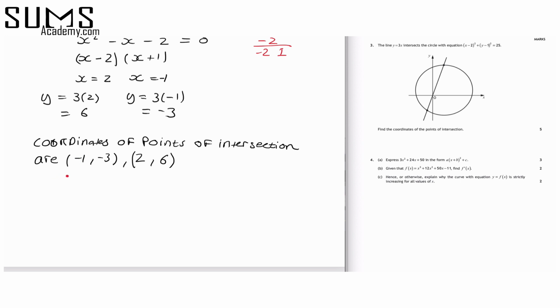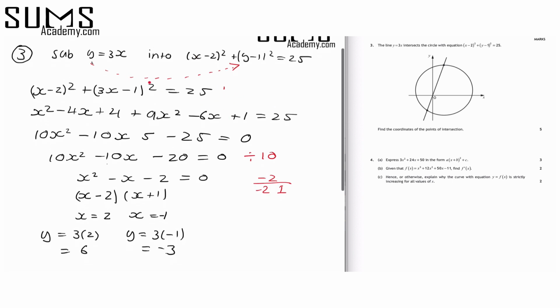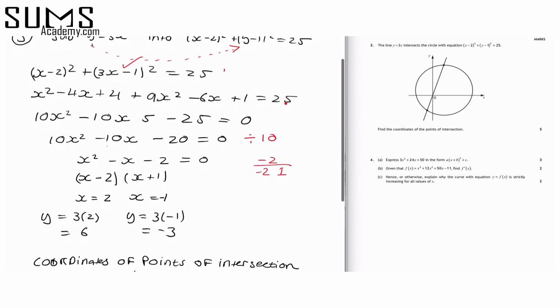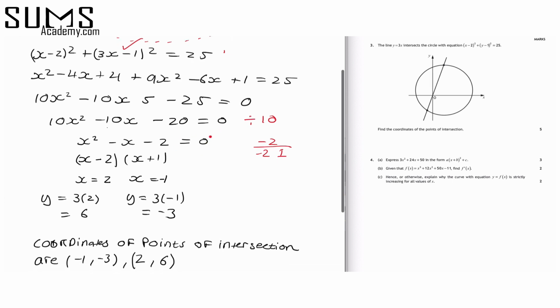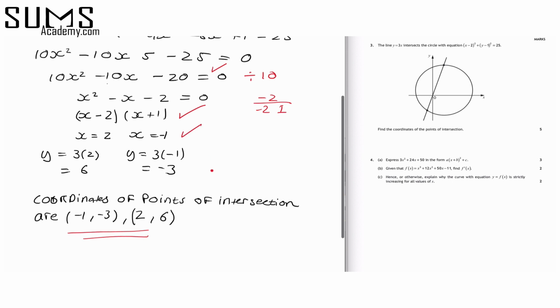Okay, so where are the marks in this question? Well, you get your first mark for substituting your y into your equation of the circle. So that would be here. Then you get your second mark for expressing it in a quadratic form, which would be here. And then you get your third mark for factorizing, which would be here. And then you get your fourth mark for finding your x coordinates, and then your fifth mark for finding your y coordinates. So it's 5 out of 5.